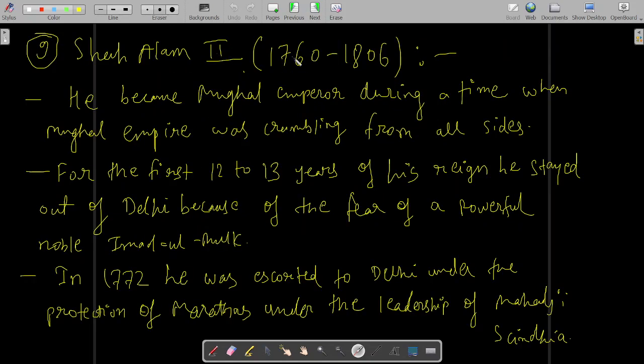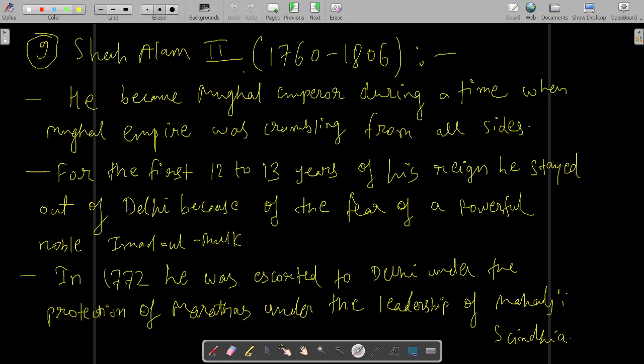Now Shah Alam II, 1760 to 1806. Why did he rule for 46 years? Because he was not ruling at all. Everyone else was ruling, but this person was not ruling. So that's why it seems to be quite a long period. He became Mughal emperor during a time when the Mughal empire was crumbling from all sides. There was no power left with the Mughal emperor. He was emperor only in name.